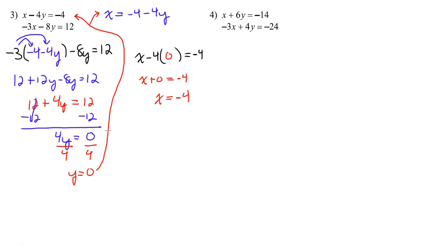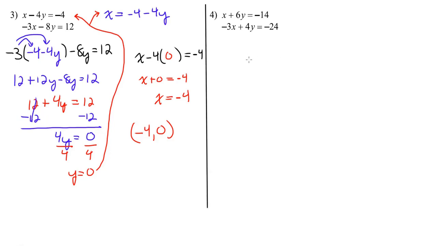And there is our solution for this system of equations. Remember, always in the order of x comma y. So x is negative 4 and y is 0. So that is our solution for this system of equations.